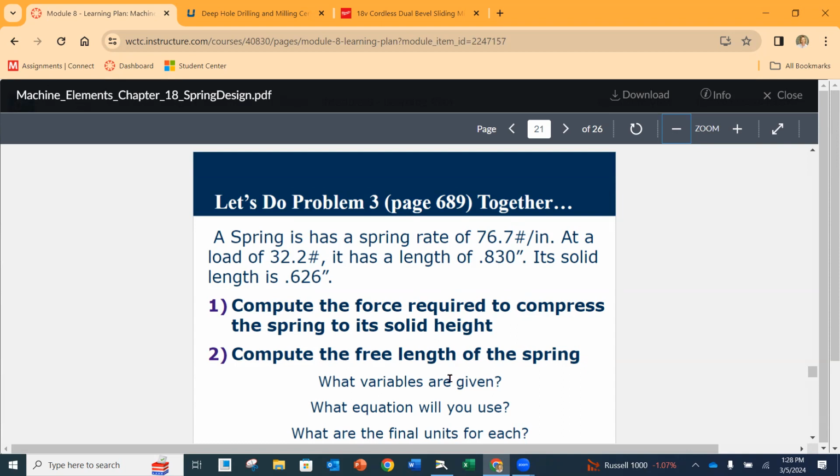So here again, what variables do you know? What equation will you use? And what are the final units for each? So what I'm going to do is pause the video right now, and I'm going to give you 5 minutes to do that same process again, and then we'll compare in just a little bit and talk it through.